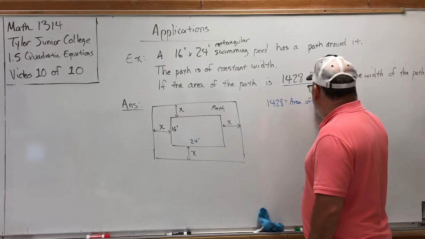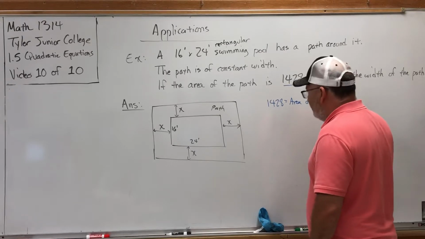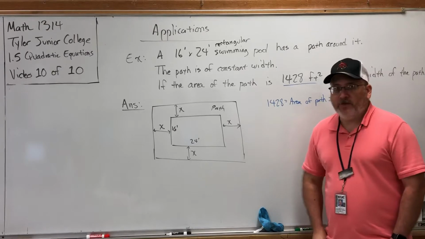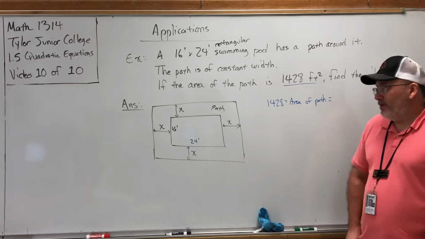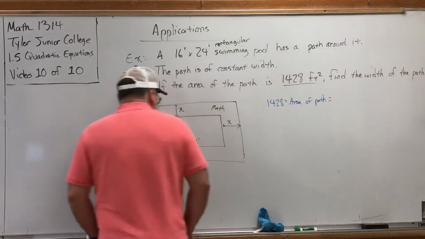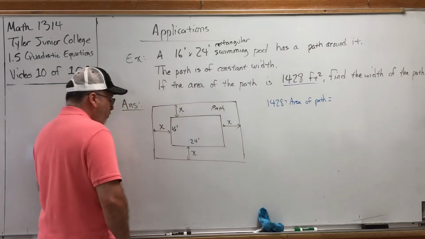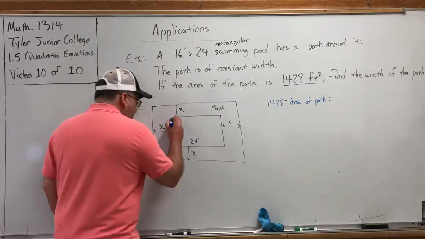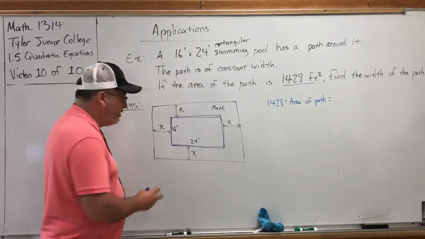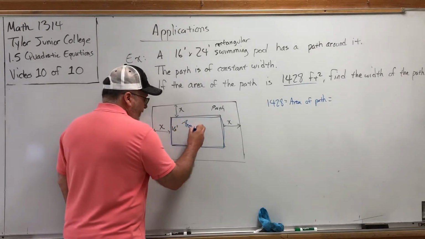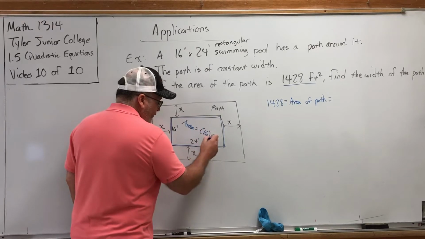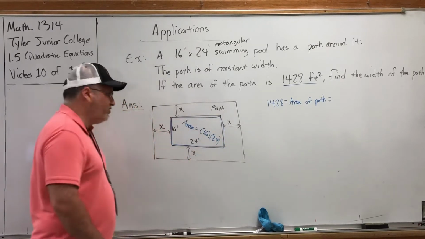But how can we find the area of the path in terms of this picture? If you want to think of it as a picture frame, how can we find the area of the picture frame? Relative to the area that we do know, which areas do we know? Do we know this area? Not yet, but we could find it. If you remember that the area of a rectangle is length times width. So if we multiply 16 times 24, that'll give us the area of that.